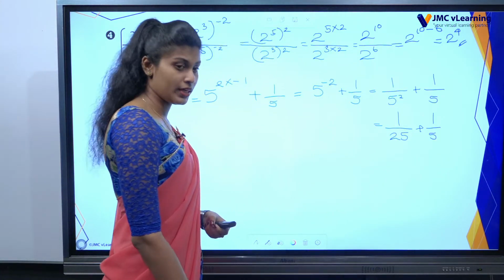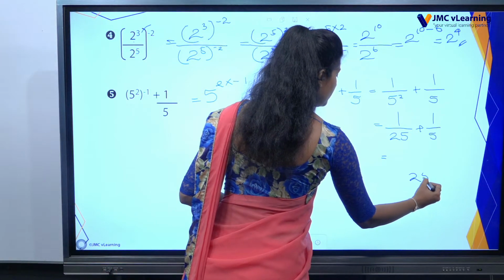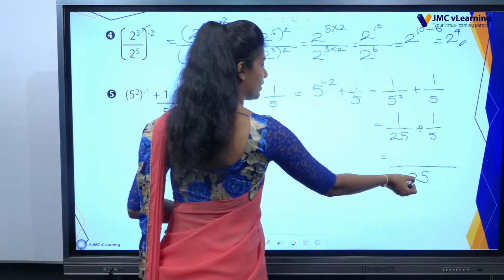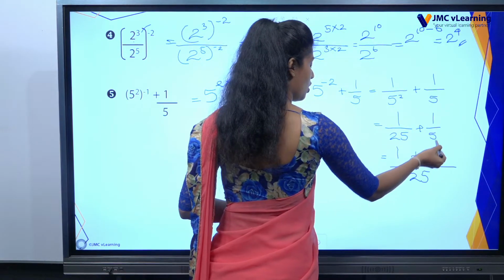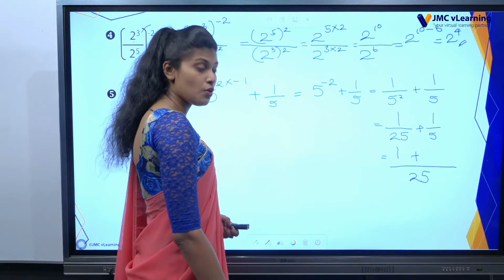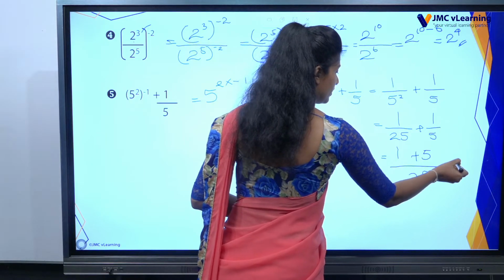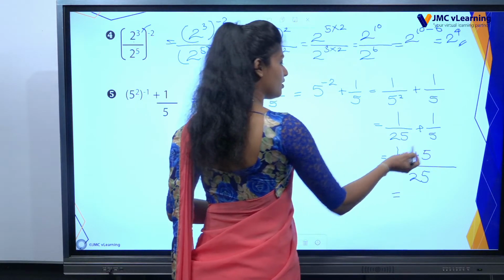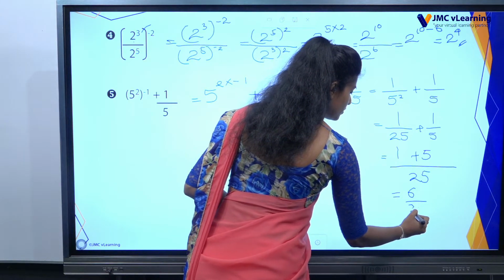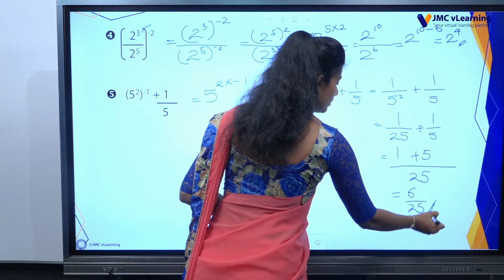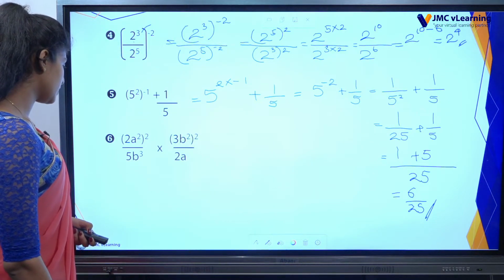Take a common denominator and simplify this one. The common denominator is 25. Only 125 is there. 1 into 1 is 1. How many 5s in 25? 5. 5 into 1, 5. Then add 1 and 5. The answer is 6 over 25. This is the answer.